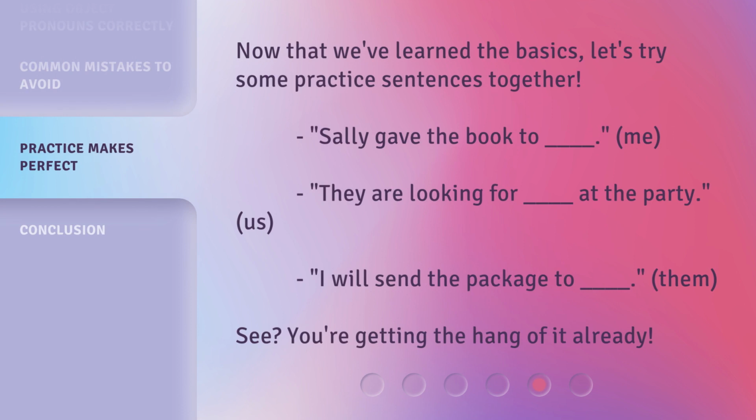Now that we've learned the basics, let's try some practice sentences together. Sally gave the book to ________. Me. They are looking for ________ at the party. Us. I will send the package to ________. Them. See? You're getting the hang of it already.